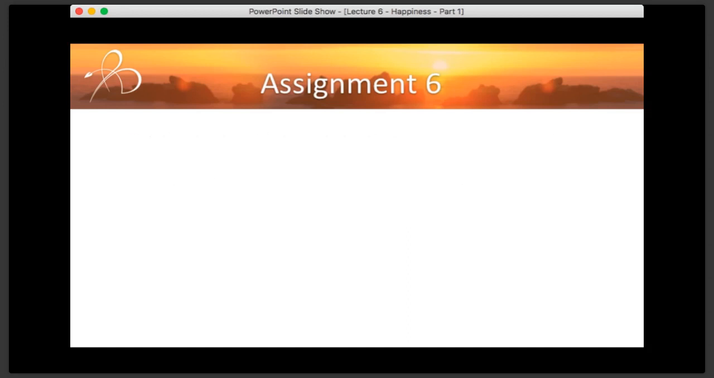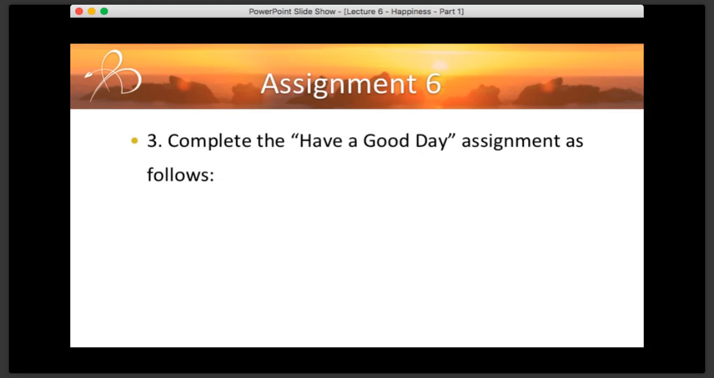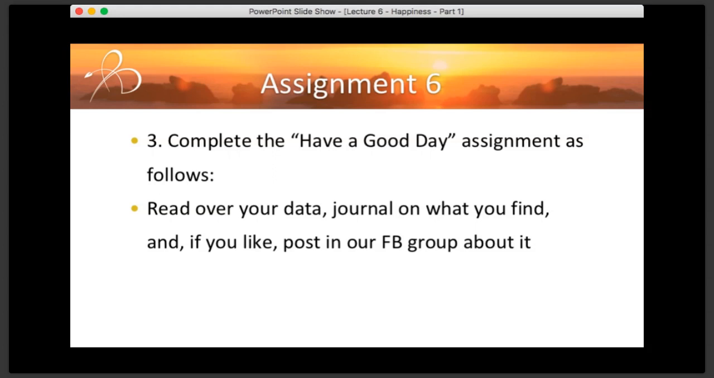And then finally, it's time to complete the Have a Good Day assignment. So here's how you can do that. Read over your data, journal on what you find, and if you like, post in our Facebook group about it. Now, on the Brightline Mind website, you're going to find a more thorough write-up instruction, just a little bit more thorough than this. But I want you to keep the following questions in mind.